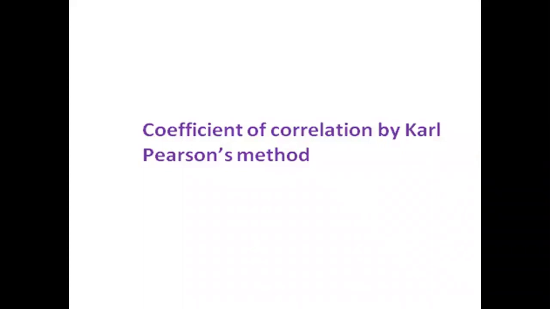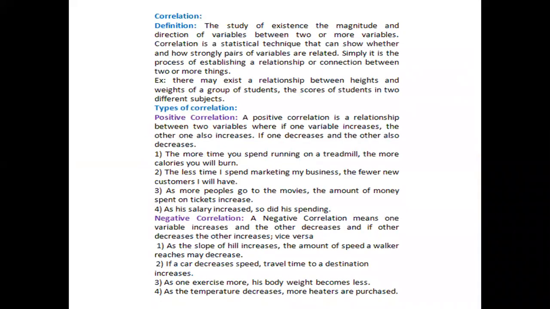In this video, we will learn how to calculate the coefficient of correlation by Karl Pearson's method. Correlation, definition: the study of the existence, magnitude and direction of the relationship between two or more variables. Correlation is a statistical technique that can show whether and how strongly pairs of variables are related. Simply, it is the process of establishing a relationship or connection between two or more things.